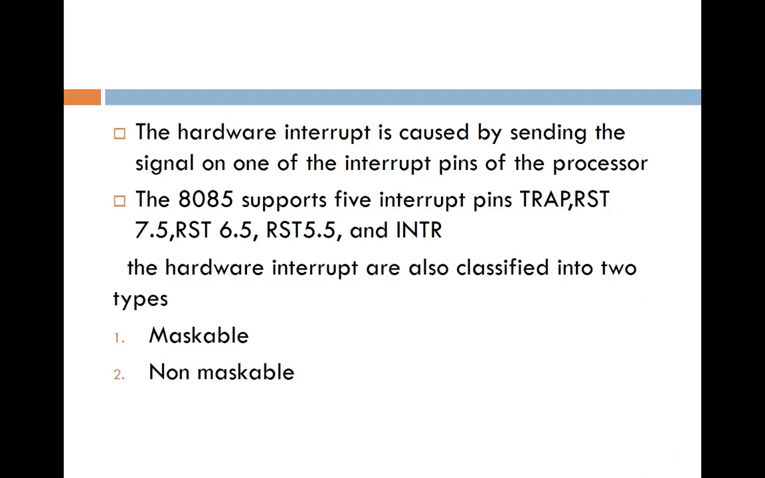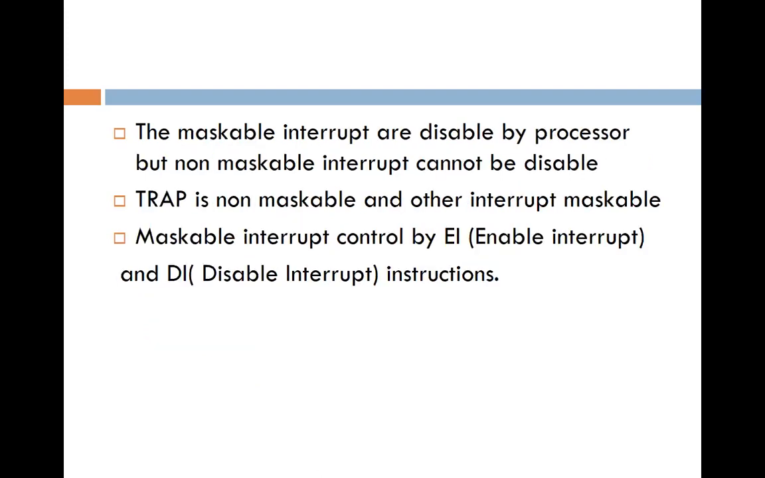A hardware interrupt is caused by sending a signal on one of the interrupt pins of the microprocessor. The 8085 supports 5 interrupts: trap, RST 7.5, 6.5, 5.5 and INTR. Hardware interrupts are also classified into two types: maskable and non-maskable. Maskable interrupts can be disabled by the microprocessor, and non-maskable interrupts cannot be disabled. The trap is a non-maskable interrupt and the others are maskable. Maskable interrupts are controlled by the EI (enable interrupt) and DI (disable interrupt) instructions.